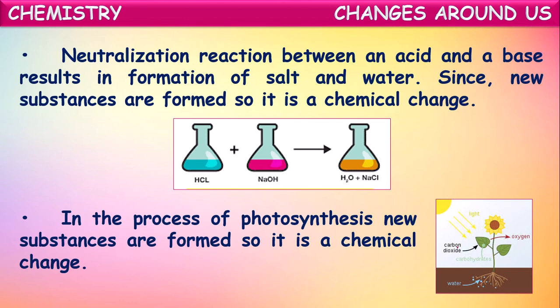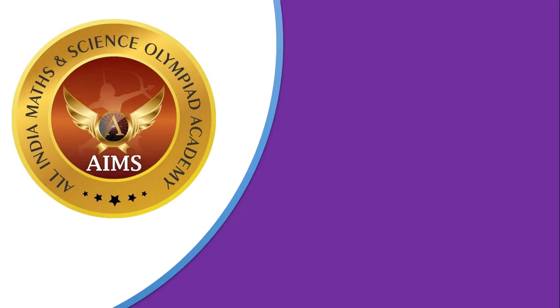So what we have to observe here, initially the substances taken are carbon dioxide and water. These are changed into carbohydrates and oxygen. So new substances are formed which have entirely different properties from the original substances taken, and hence photosynthesis is also one of the examples of chemical changes. Okay, that is about physical and chemical changes.